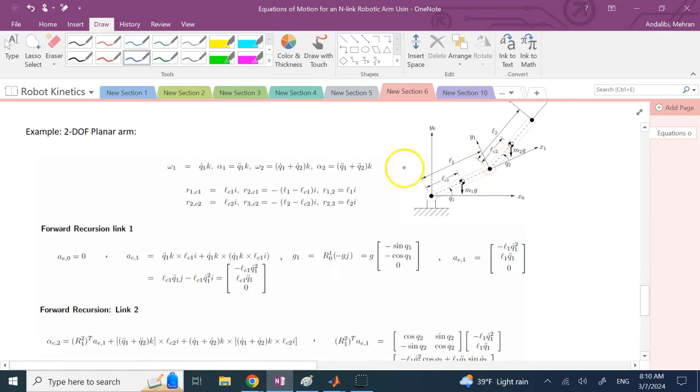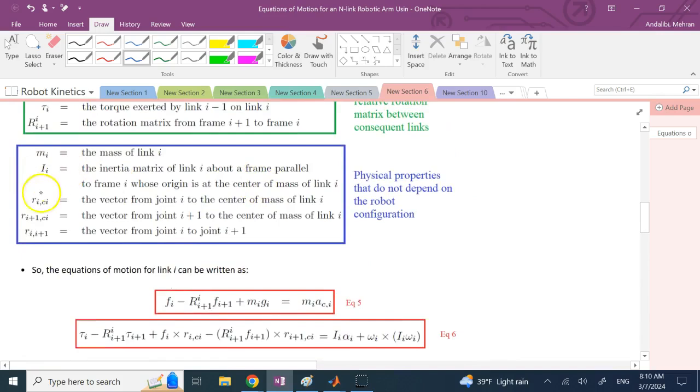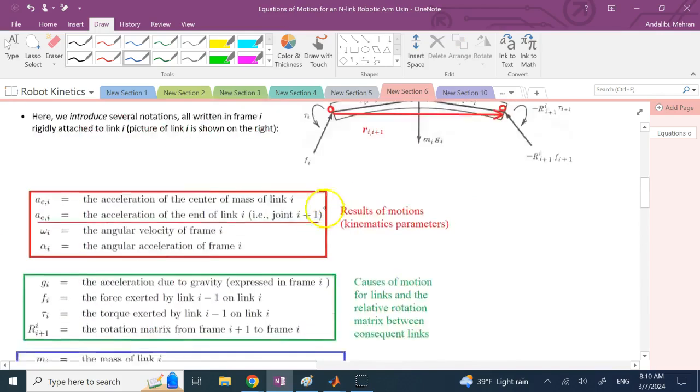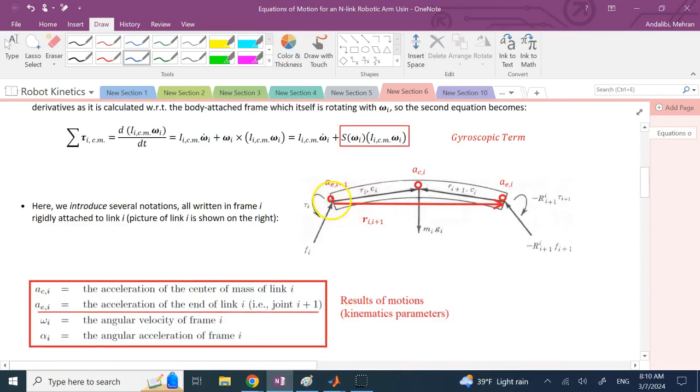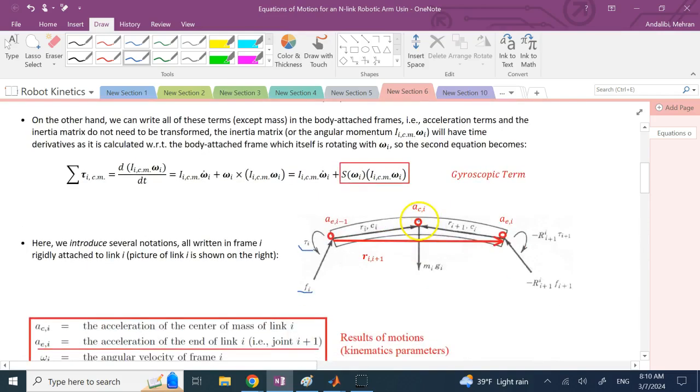And here, if you remember for this one, you have lots of notations, right? You have R of I Ci, R of I plus 1 Ci, R of I plus 1, which are connecting the previous joint to the centroid of the current joint, the next joint to the centroid of the current link, and of course the centroid of the current link. And then you have these reactive forces and torques at the 2 ends, and everything, if you remember in these equations, is written in frame I.